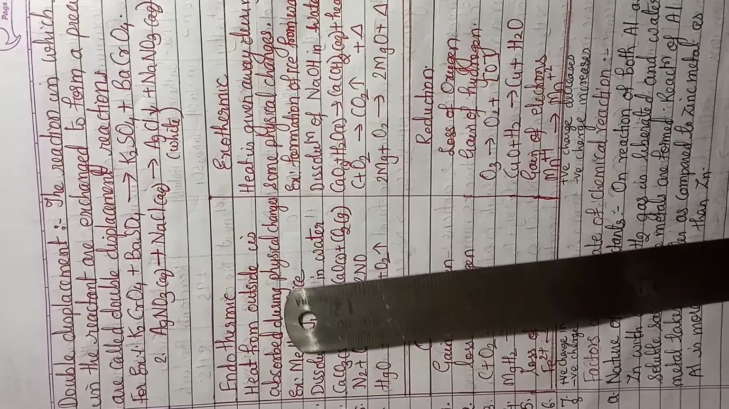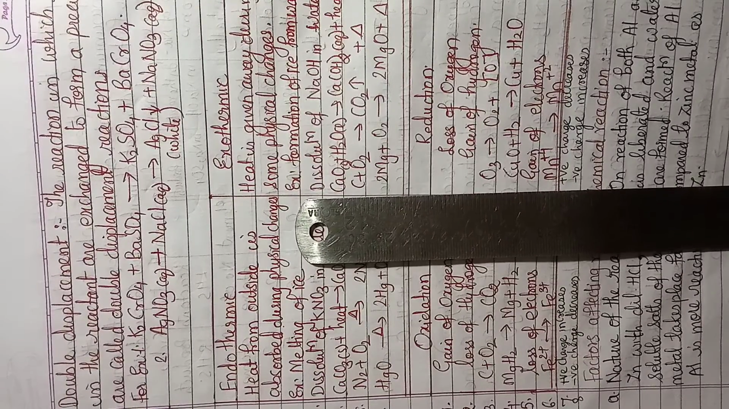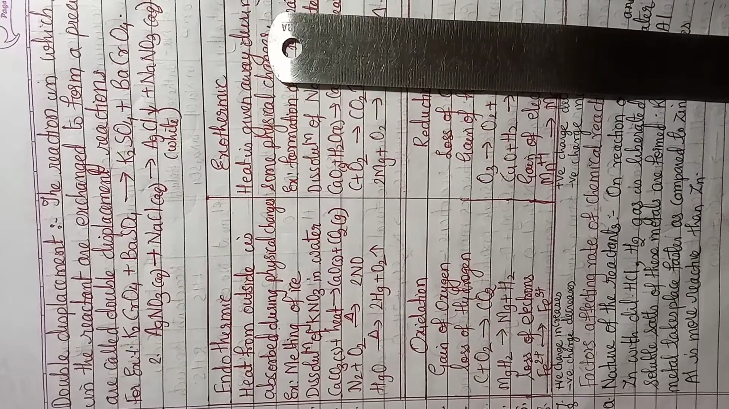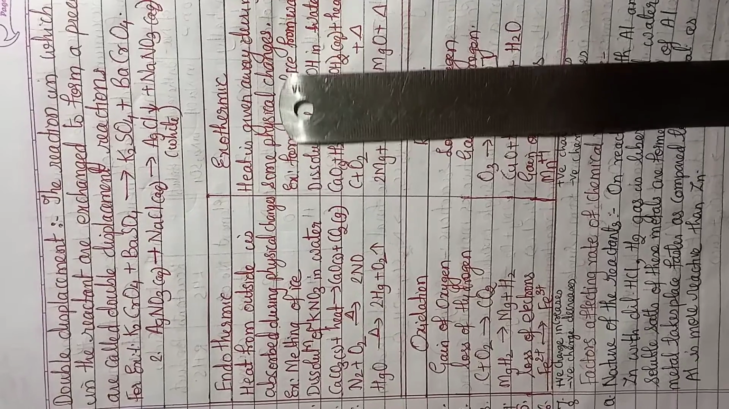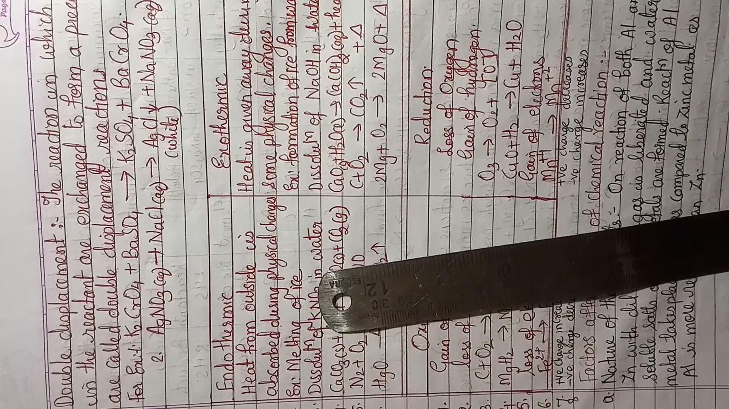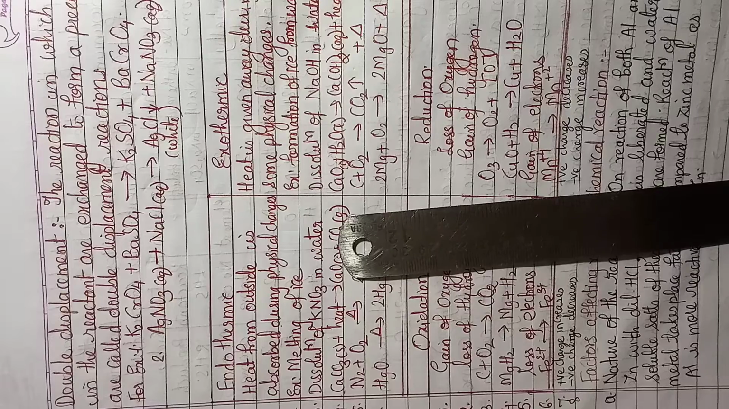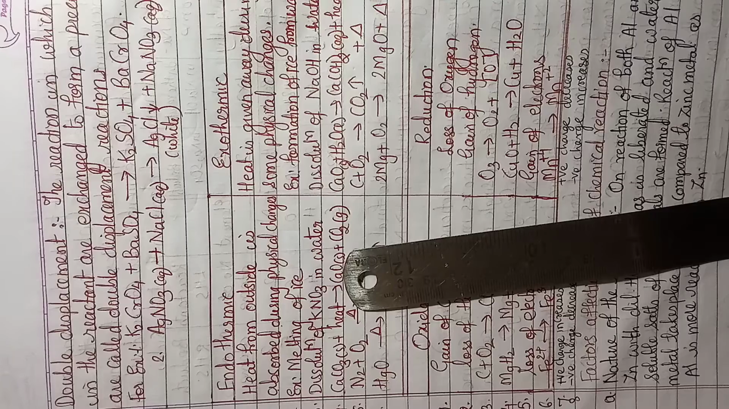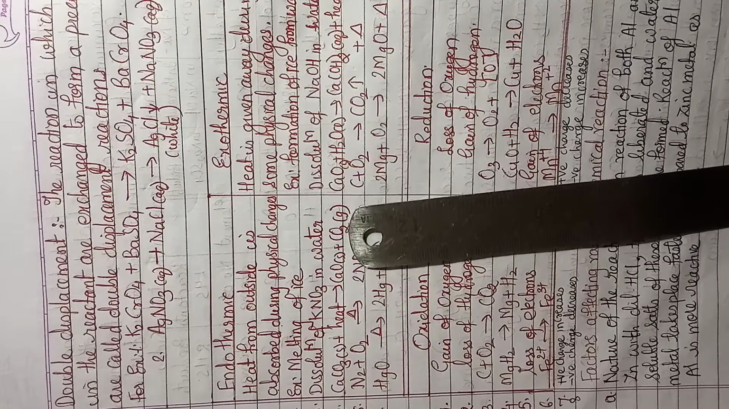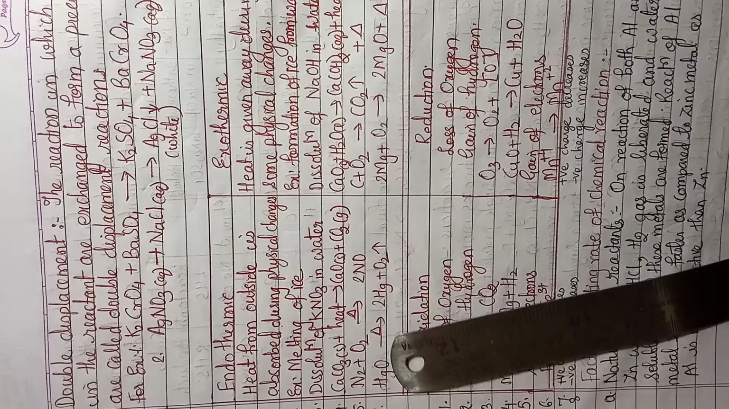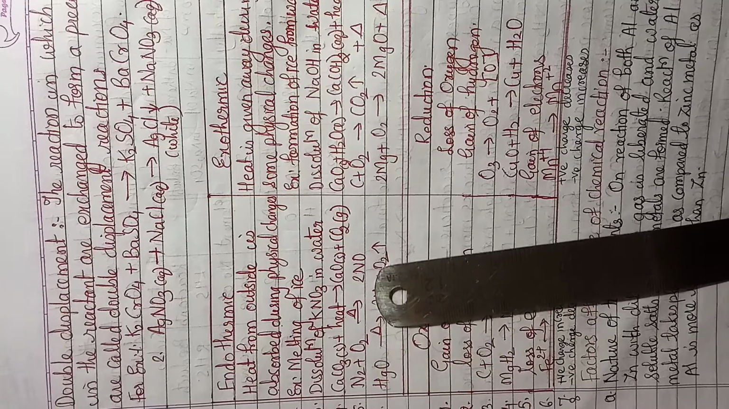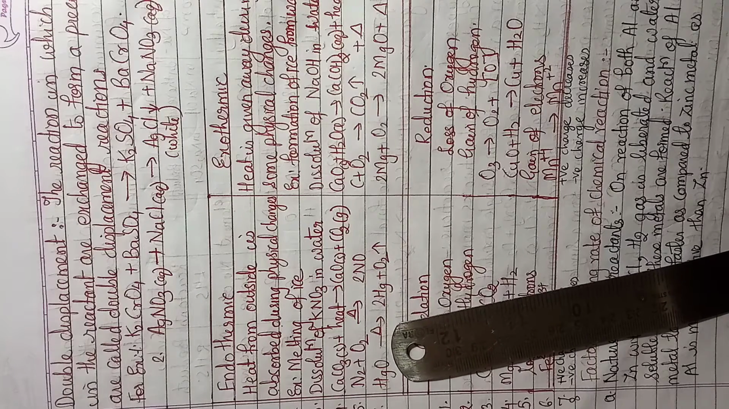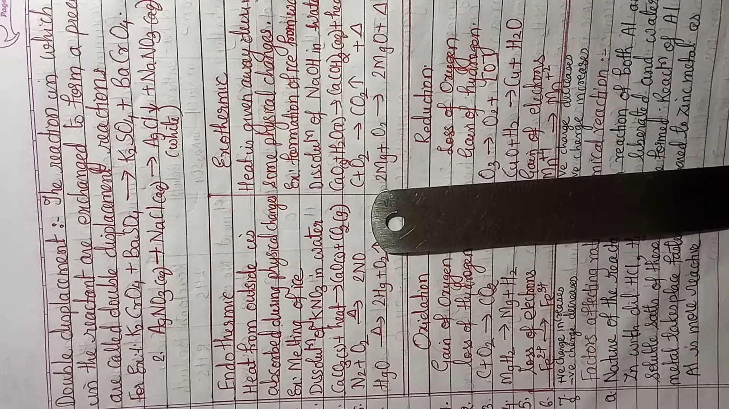In endothermic, heat from outside is absorbed during the physical changes. In exothermic, heat is given away during the physical process. For example, melting of ice, dissolution of potassium nitrate in water, then calcium carbonate when heated gets decomposed to form calcium oxide and carbon dioxide. Then nitrogen reacts with oxygen when heated, and gets converted into nitrogen oxide.